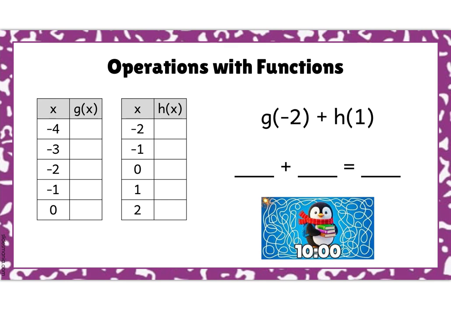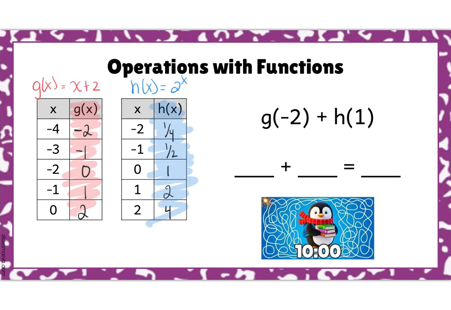We can also do operations with functions when we have function tables. So from our earlier example, I'm going to fill in my function table for my g function and my h function. So just to recall, my g of x function was x plus 2. So if I go ahead and replace x with -4, I get -2. So I did that to create my function table, and then my h of x function is equal to 2 to the power of x.